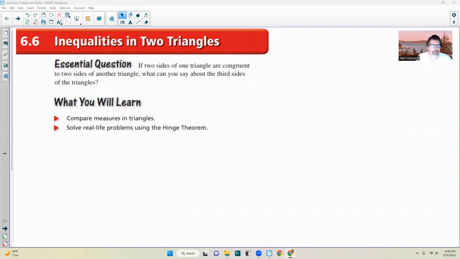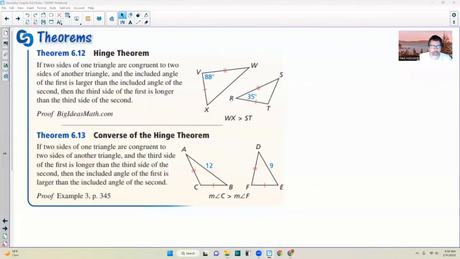What you will learn in this chapter section is to compare measures in triangles and solve real-life problems using the Hinge theorem. Okay, another theorem. So what's this Hinge theorem they're speaking of? Let's take a look. This is theorem 6.12.